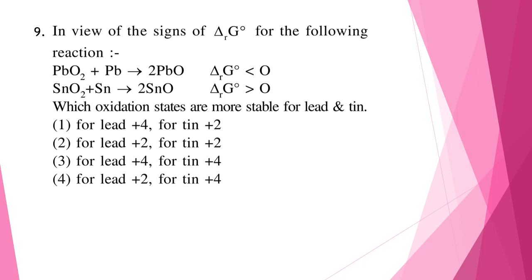So as you can see that lead goes from +4 to +2 oxidation state and delta G naught is less than 0. That means that +2 oxidation state for lead is more stable. Similarly, for Sn it goes from +4 to +2, but here the delta G naught is greater than 0. That means that +4 oxidation state is more stable for tin. So the correct answer will be option number 4.